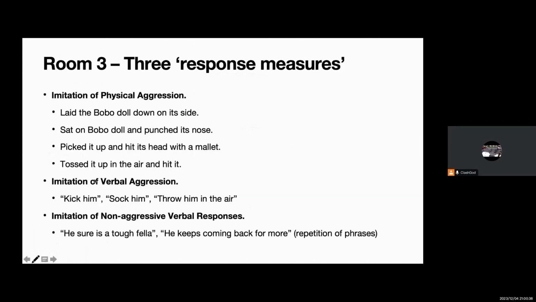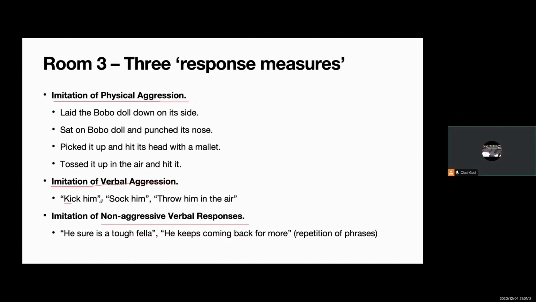Okay, now let's take a look at these in more detail. You should know each one of these and some examples for them. Now, it's actually really easy to remember them if you know what the model did in room 1. Because for imitation of physical aggression, you just need to write what the model did in room 1 and copy it here. Imitation of verbal aggression, just copy the verbal aggression of the model in room 1. And non-aggressive verbal responses, just copy the model's non-aggressive verbal comments in room 1.